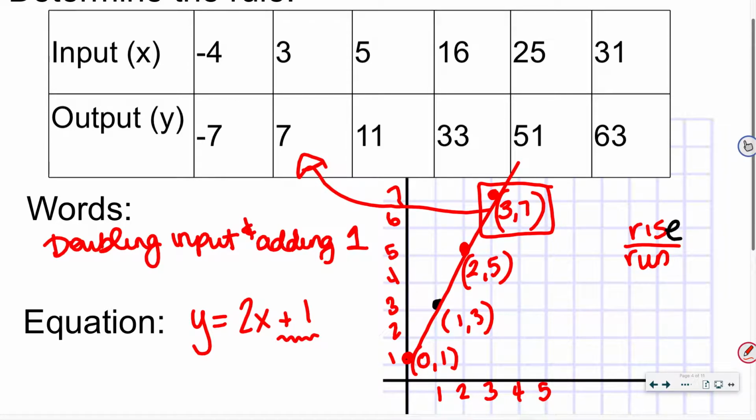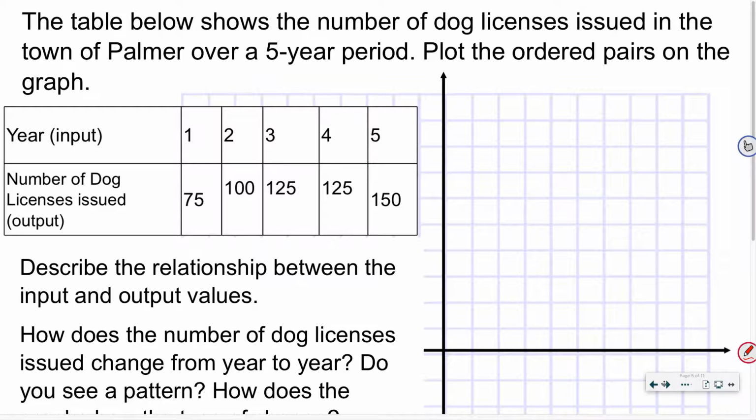So a lot of times we have functions that are real scenarios. And that tends to be when most of us get that aha moment when we're working with a function, that we understand that each input is only one output. Okay? And this could be an example here. The table below shows the number of dog licenses issued in the town of Palmer over a 5-year period. So we're going to plot these points on the graph.